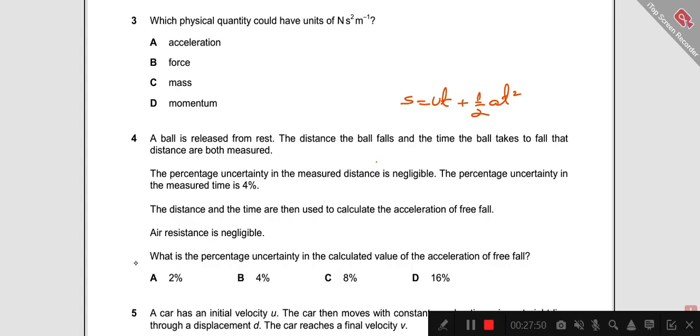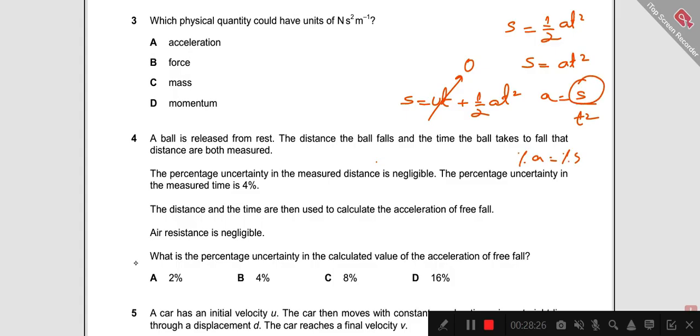The object's initial velocity was 0. This makes the ut factor go to 0. So displacement, the distance that we have to calculate, this is its equation. Half is a number. Numbers do not contribute to uncertainty, constant numbers. Now, the percentage uncertainty in calculating the value of acceleration would depend on the percentage uncertainty in distance, which they said is none.